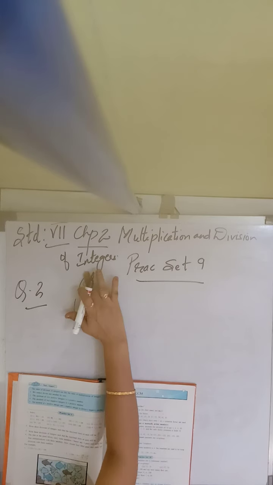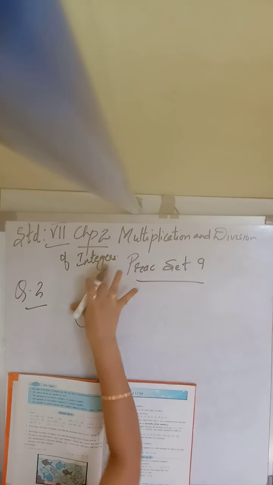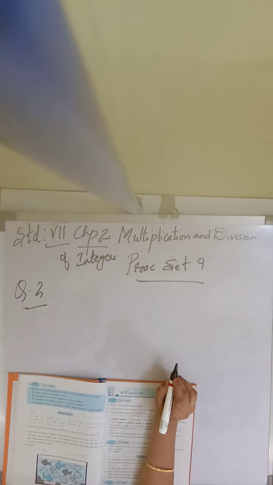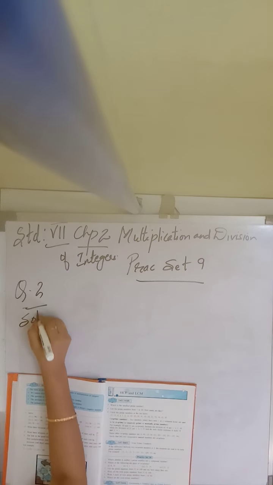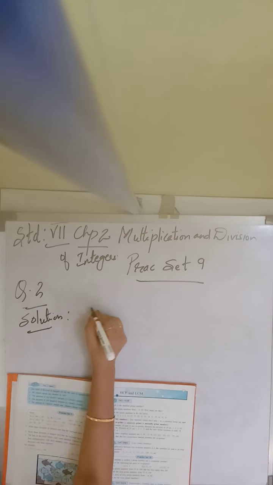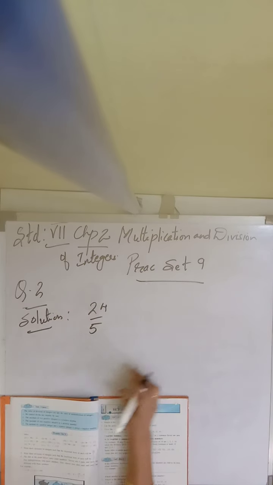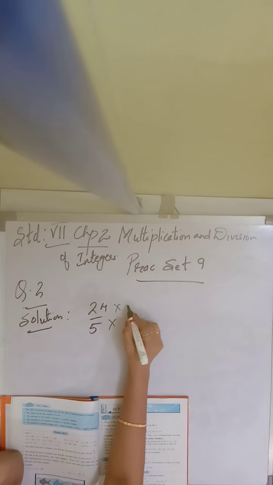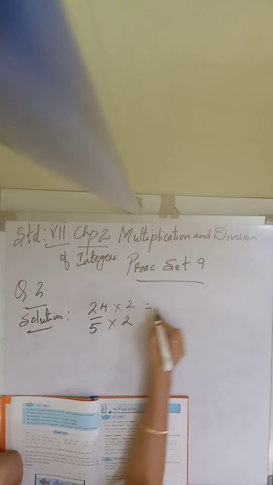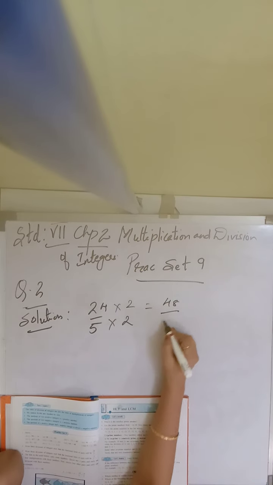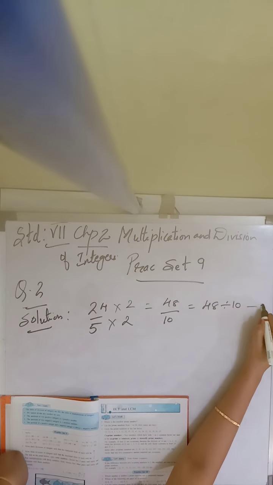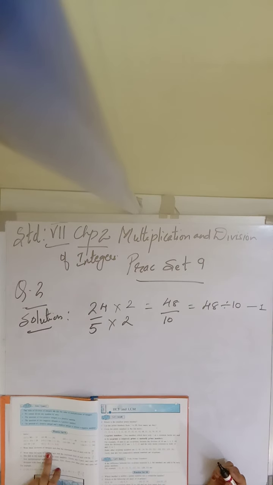Okay, so this sum we can do in two ways, by dividing and by using the multiplication rule. The multiplication rule will go easy for you all. So what you can do, solution: 24 upon 5. We want three divisions of integers. So what are you going to do? First you will multiply by 2, and you will get 24 2s are 48, and this we are getting 10. So I can write this as 48 divided by 10. This is my first pair of division of integers.